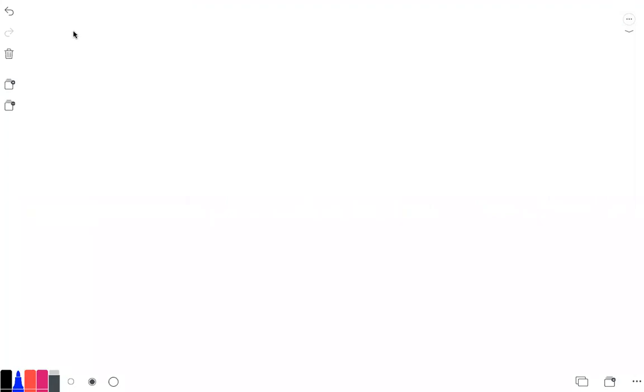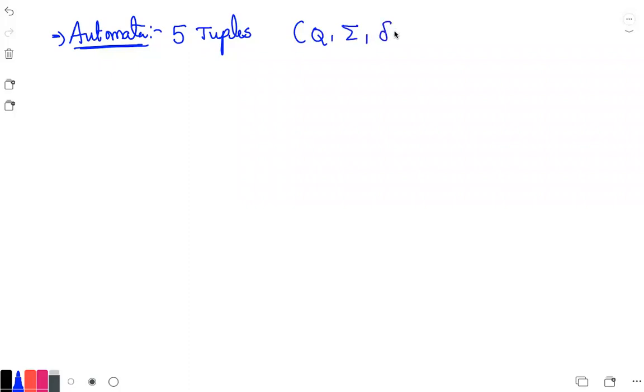So I have given the definition. Automata theory is an abstract computational model that deals with input, states and outputs. If I want to depict an automata, how would I? Generally, an automata is represented in 5-tuple format. Any automata will have 5 parameters, 5 tuples. So what are they? It is Q, sigma, delta, Q naught, and F.